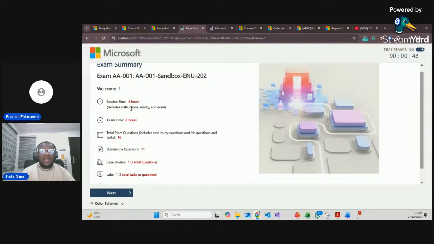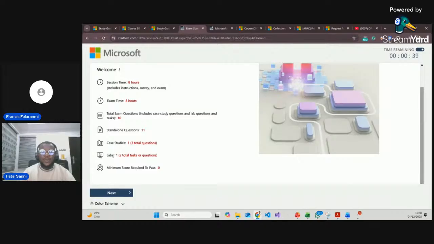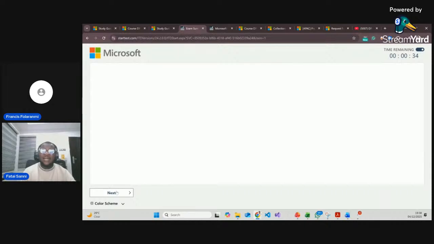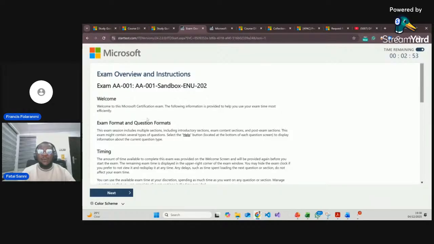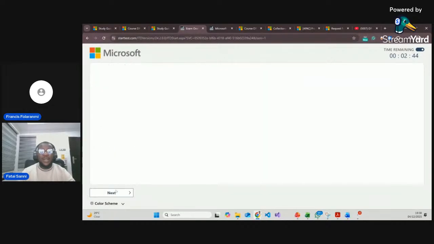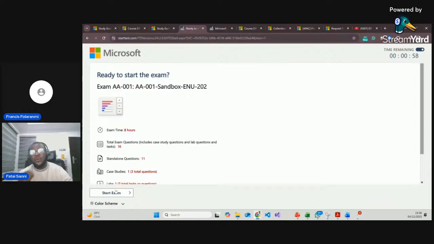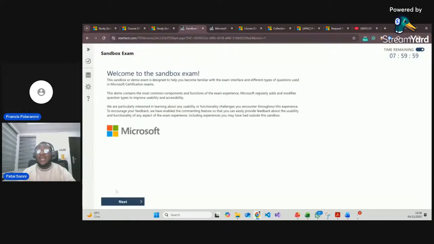So this tells me the exam time, the number of questions, standalone questions, and it tells me I have case study, and also labs, all right? So it also tells me the minimum score required to pass an exam. So this is just a simulation of what you'd expect. Okay, so you get to read the exam overview and instructions. Please make sure to read this. Again, this is not counted in your time, so you should take your time to read. This will be very helpful to those that are taking any Microsoft exam for the first time. So after reading all the instructions, you can get to start your exam.